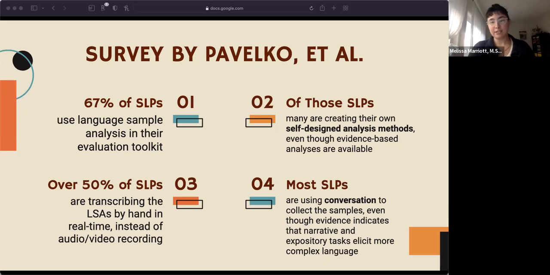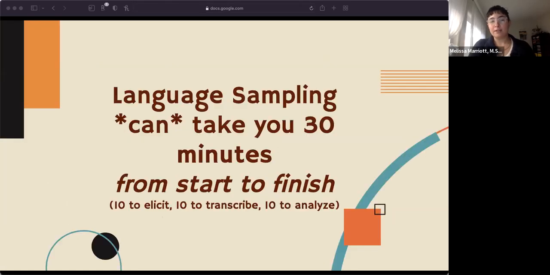So I'm here today to tell you that language sampling does not have to be some huge undertaking. It really should be part of your standard assessment practice. I do language samples before I do anything else in an assessment. This used to say language sampling should take you 30 minutes from start to finish, and I changed it because the more I rely on language sampling for my data, the longer it actually takes me.